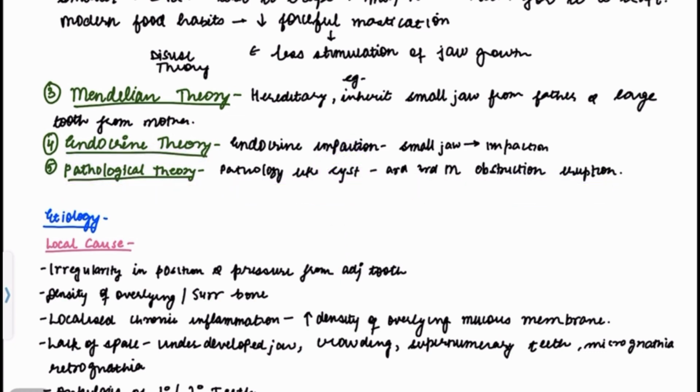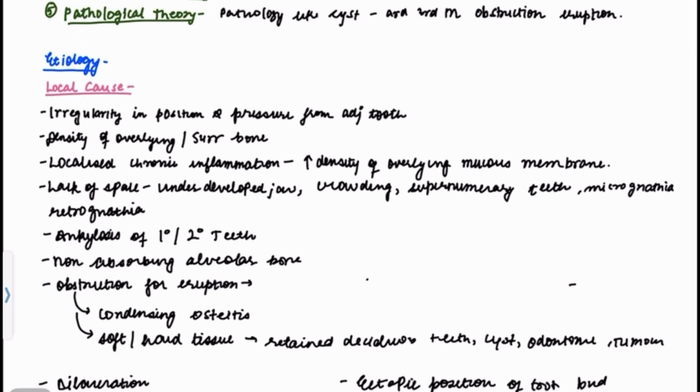Now, the etiology. What can be the causes of impaction? There can be two major causes. First is local cause, second is the systemic cause. So, what can be the local causes? There is irregularity in the position, or there can be pressure from an adjacent tooth. The adjacent tooth is not letting that tooth erupt to its normal occlusal position. Second, the density of the surrounding or overlying bone is so much that the tooth is not able to erupt.